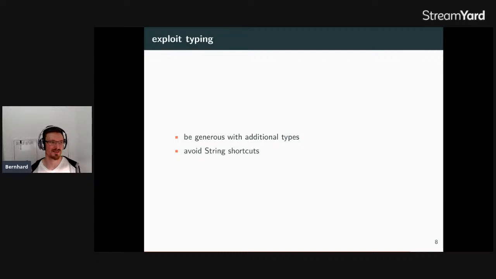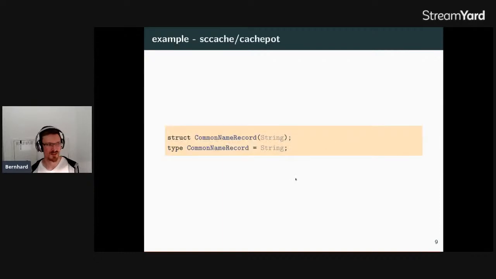So in that case, take the pain and use a wrapper type, use a type alias if you're lazy. Eventually, as your system grows, you'll be really happy if not every argument is a string.